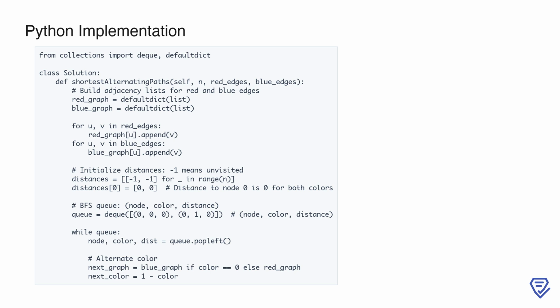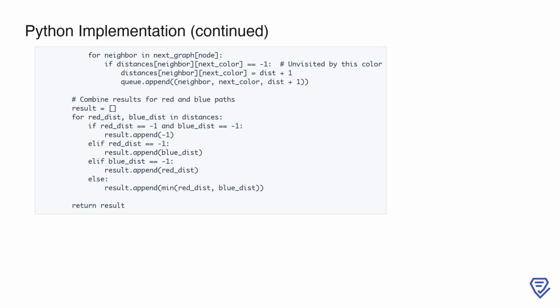Each state in the queue includes the current node, the color of the edge used to reach it, and the current distance traveled. As we process the queue, we determine the next graph and color to explore by alternating the edge color. This ensures the paths alternate correctly between red and blue edges. For each neighbor of the current node in the graph corresponding to the next edge color, we check if it has already been visited using that color.